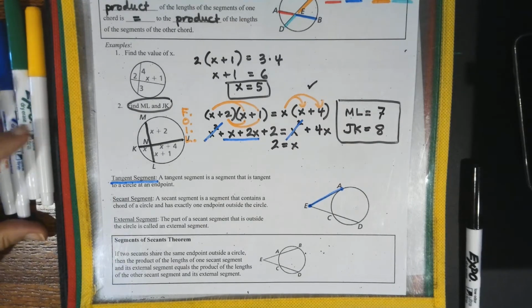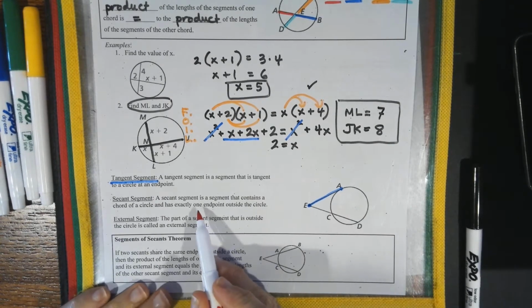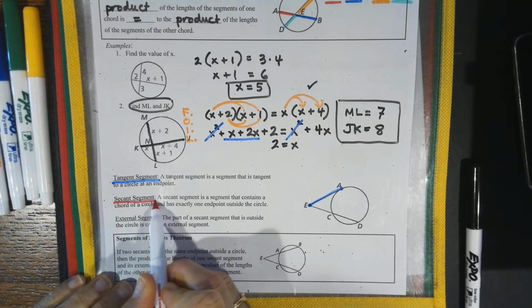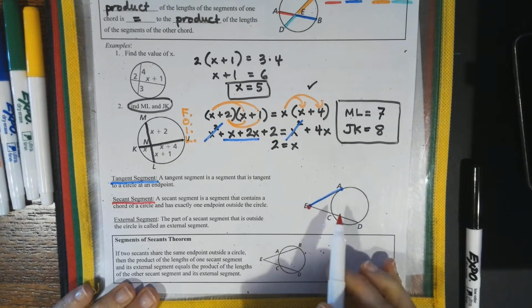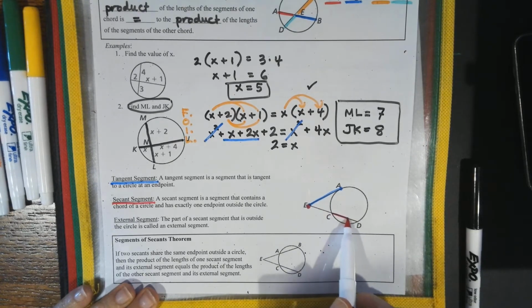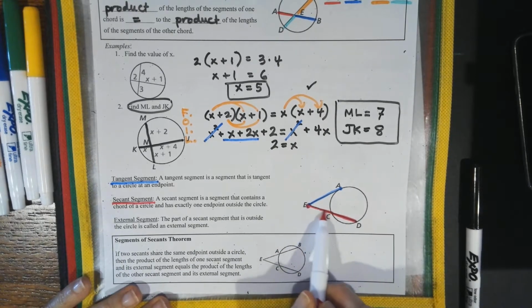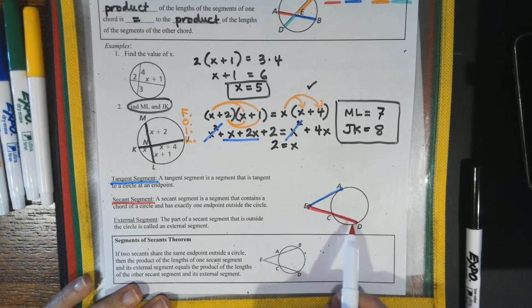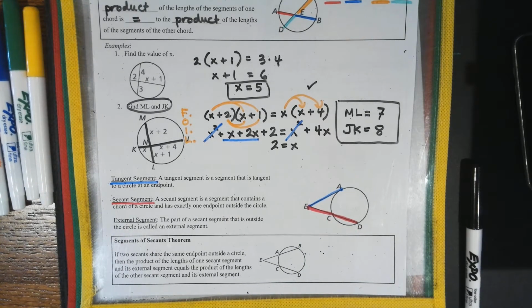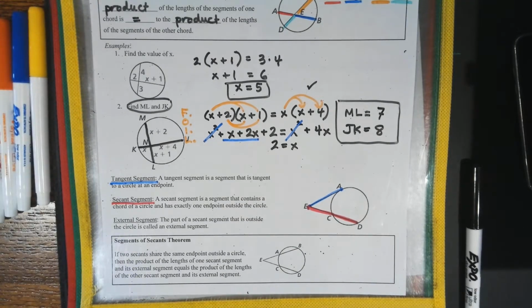A secant segment is a segment that contains a chord of a circle and has exactly one endpoint outside the circle. So here's our endpoint outside the circle. Here is the chord that it contains. But it's a secant, so it's all of it. The definition is you've got one endpoint out here, and it contains a chord inside the circle. That's a secant segment.